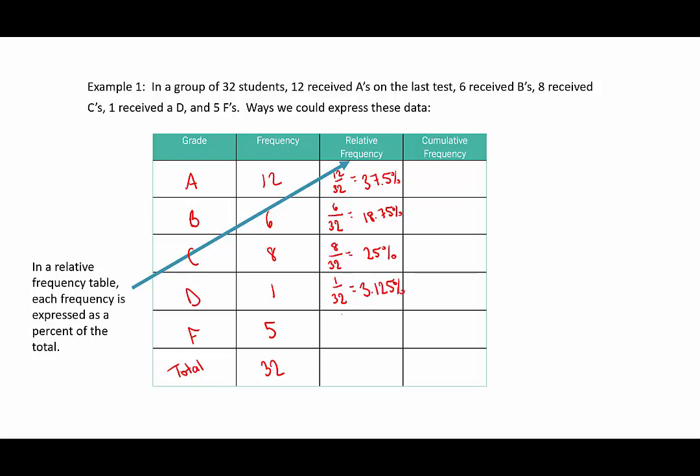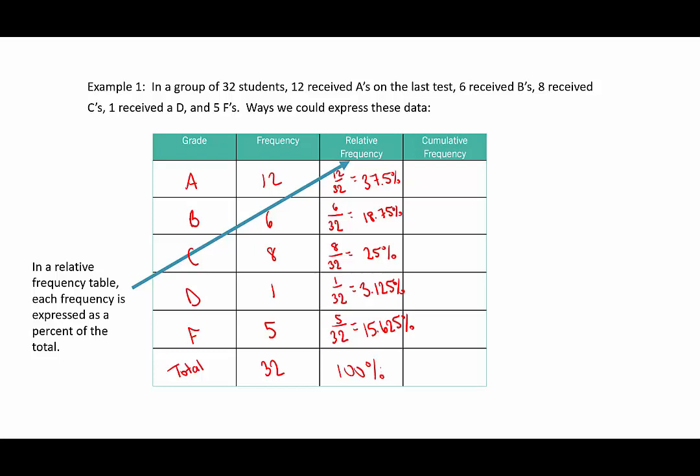3.125%. And then lastly, we have 5 out of 32, and converting 5 out of 32 into a percent, we get 15.625%. And then what should this total cell add up to? Well, they should add up to 100%. So if we add those 5 values, it better add up to 100%.